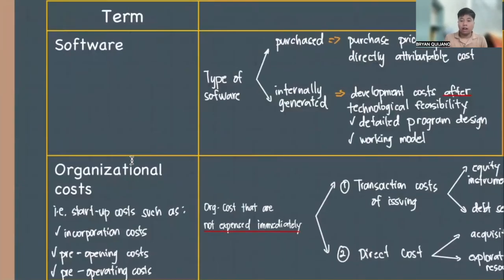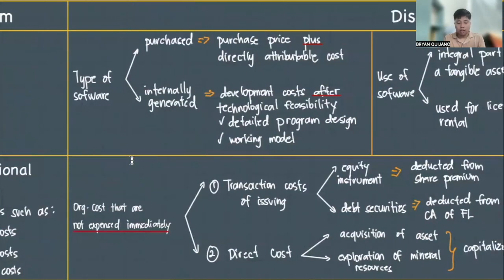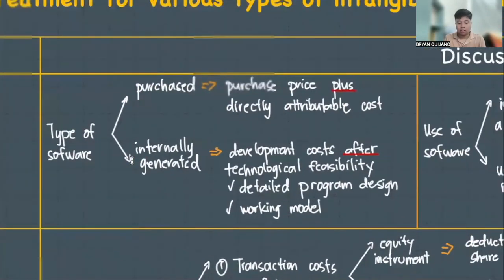Let us talk about the accounting treatment for software. We have two types of software: purchased software and internally generated software. For the purchased one, just like with other types of assets, you're going to add the purchase price plus the directly attributable cost. But for internally generated software, the development cost should be capitalized if it's after you have observed the technological feasibility.